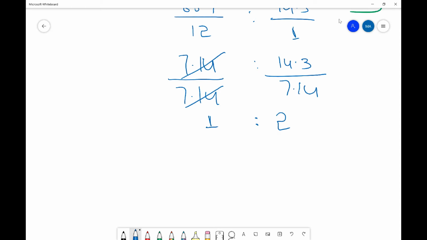So 14.3 over 7.14 is 2. You've got these two numbers for the empirical formula. C, this is for carbon and this is for hydrogen. So your empirical formula is CH2. Got it?